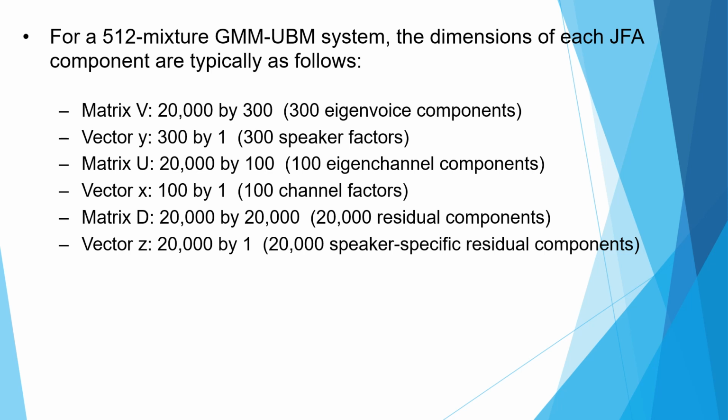For a 512-mixture GMM system, the dimensions of joint factor analysis components are typically as follows. Matrix V is 20,000 by 300, the eigenvoice components. Vector y is 300 by 1, 300 speaker factors. Matrix U is 20,000 by 100, the eigenchannel components. Vector x is 100 by 1, 100 channel factors. Matrix D is 20,000 by 20,000, 20,000 residual components. Vector z is 20,000 by 1, 20,000 speaker-specific residual components.